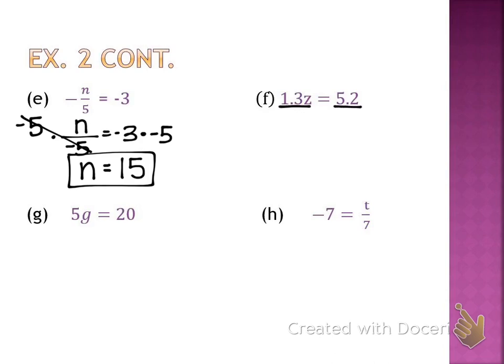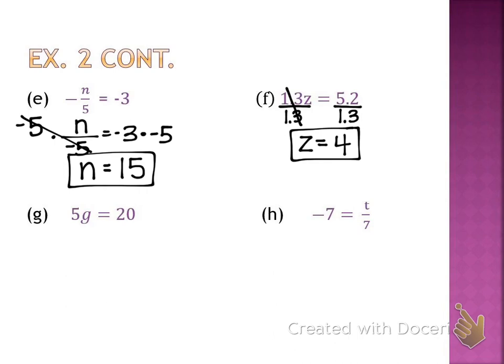Now, another thing you'll notice, I use fraction bars to show division. Don't use division symbols. We're going to use fraction bars. So we're going to divide both sides. Again, what we do to one side, we must do to the other. So we're dividing by 1.3 on both sides so that z equals, anybody work that out already? 4. Very good. So z equals 4.